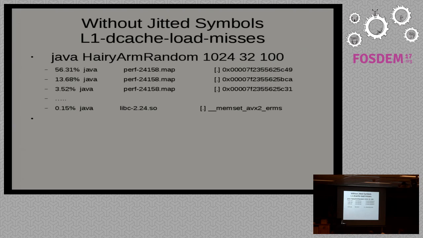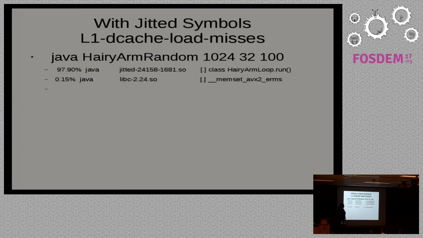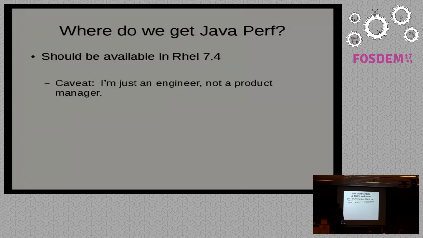So without jitted symbols, if you just went to run perf and look at L1 data cache misses, you get something that looks like this. And this is bad for several reasons, one of which is if you look over here, these are actually in the same method, but you don't know that. And you've got addresses that don't really help. If you use the perf tool that I'm talking about, you can tell that 98% of your L1 cache misses actually happened in that code I was talking about.